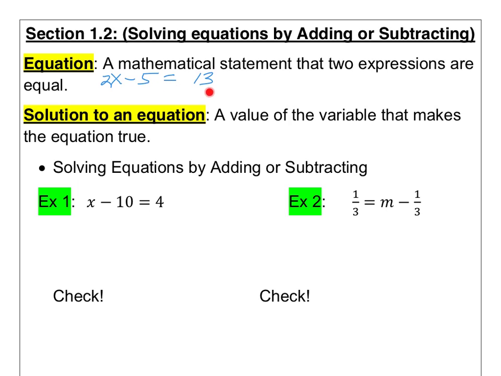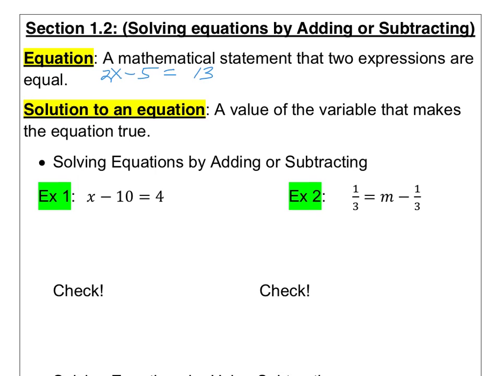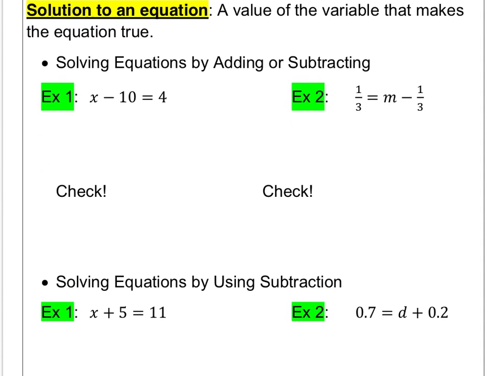As soon as we set it equal to something, whether it's a number or another expression, you now have an equation. What is the solution to an equation? It is the value of the variable that makes the equation true. So we are going to find the solution, and sometimes there's more than one solution, but for our purposes in this section, you're only going to find one solution. So let's look at example 1.